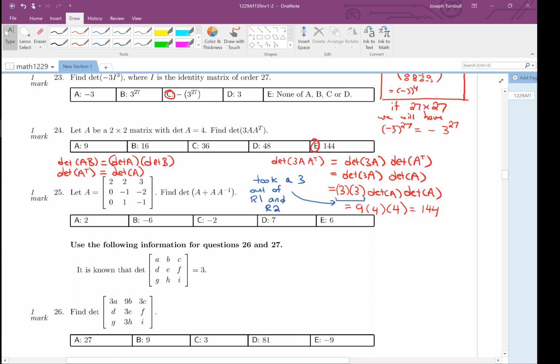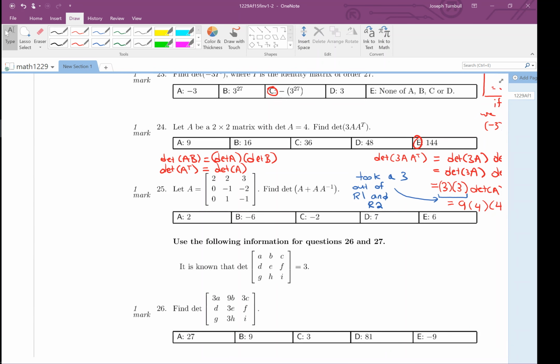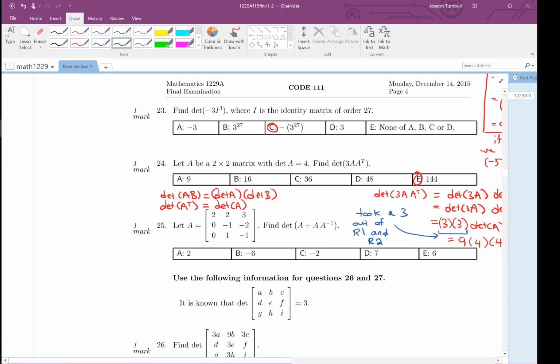Now for 25. 25 is another kind of a cute question. It's asking us to find the determinant of A plus A times A inverse for the given matrix A. I'm going to clean up what's inside that expression first. Determinant of A plus A times A inverse. Well, no matter what A is, A times A inverse is the identity matrix. So we have A plus I.